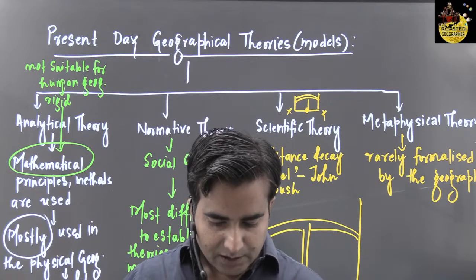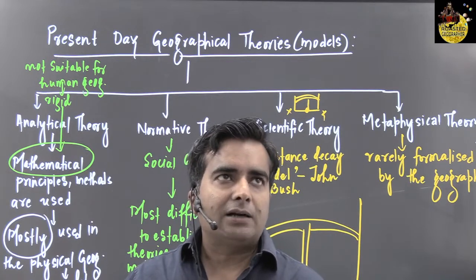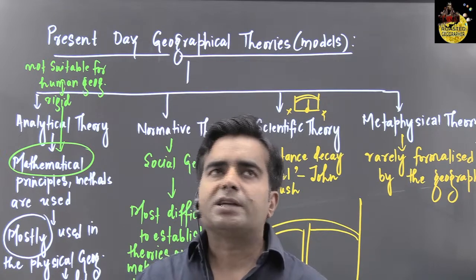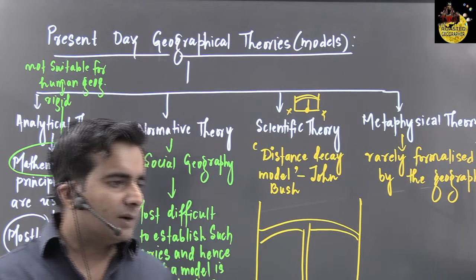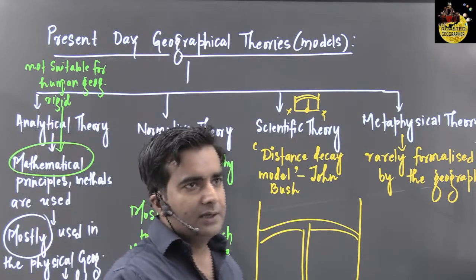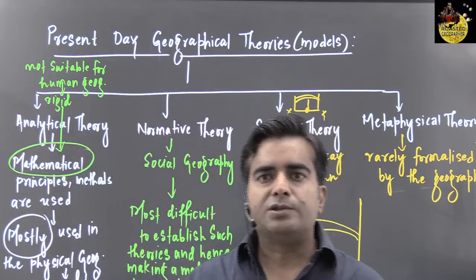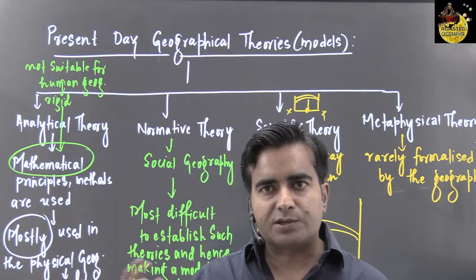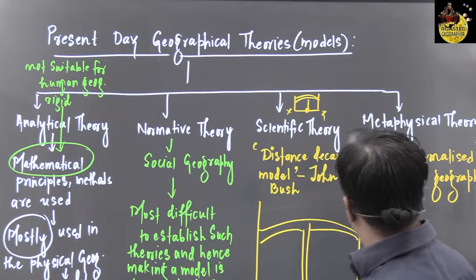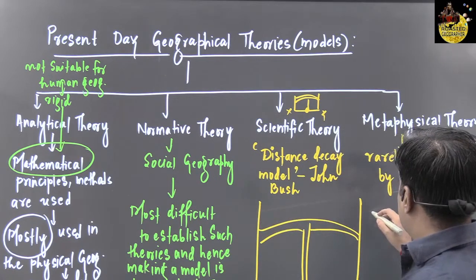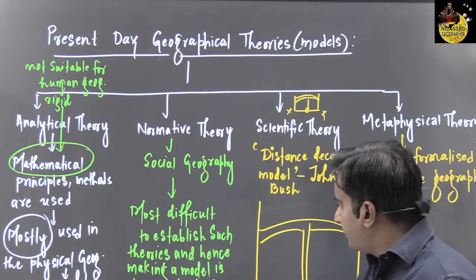Okay, so if we look at the things which cannot be explained, we want to understand the past, but many of the things cannot be explained. So in anthropogeography, where humans influence geography, this metaphysical approach is used. Okay, so this is used in anthropogeography.